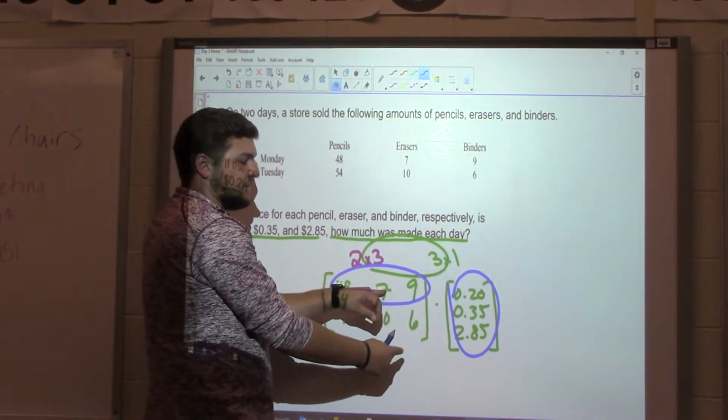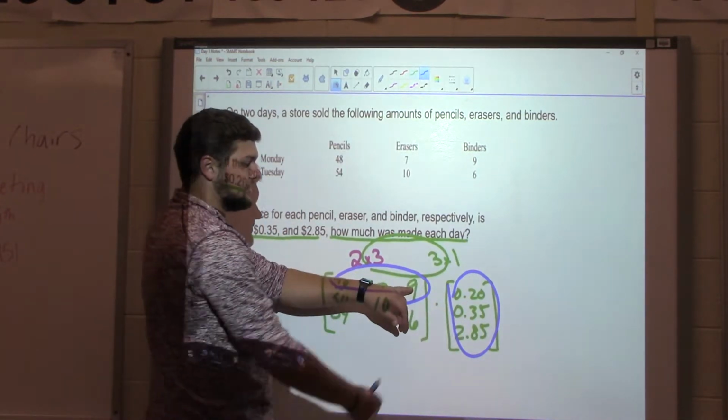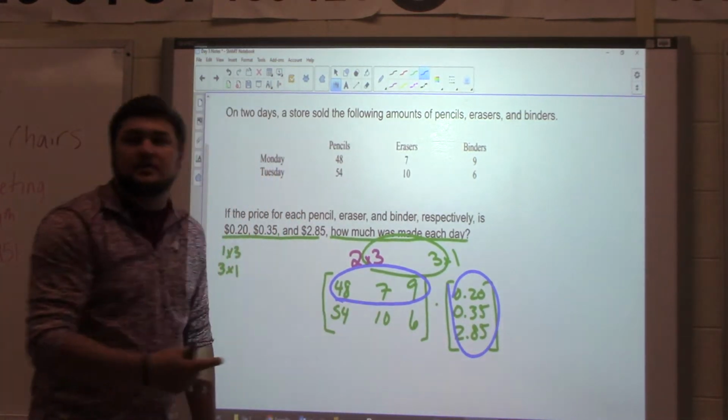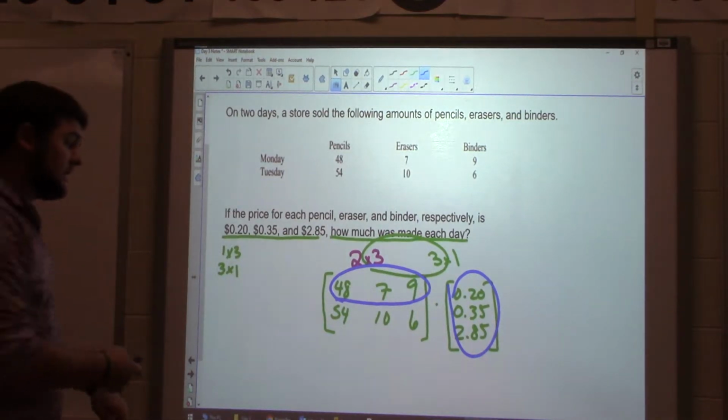I sold 7 erasers, so I'm multiplying it by how much an eraser cost. I sold 9 binders, so I'm multiplying it by how much the binders cost. Those do matter. When you do this, make sure they line up. Make sure your values match, okay? Alright, so let's put this in our calculator.